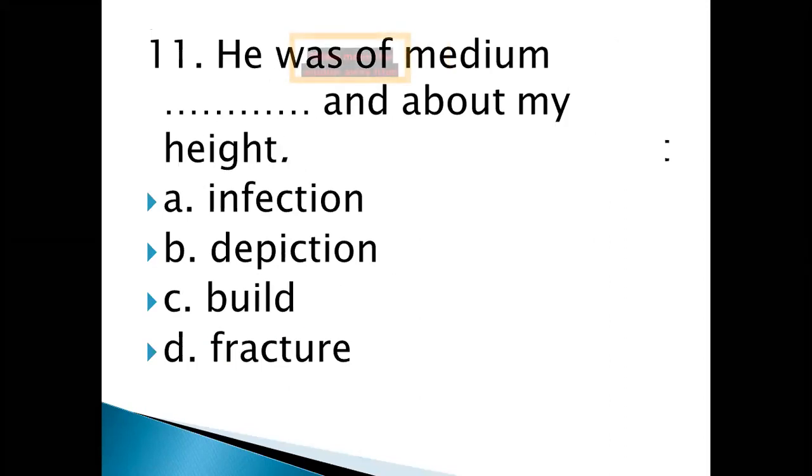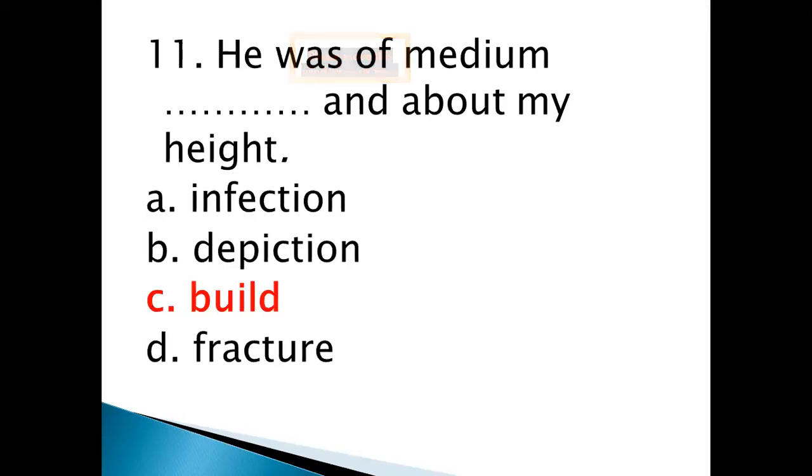Number eleven. It will be build. Because if you read the sentence, he was of a medium build and about my height. So it will be build, because build here is the shape and size of your body. It's called build. It's a noun here: of medium build, medium size and shape.